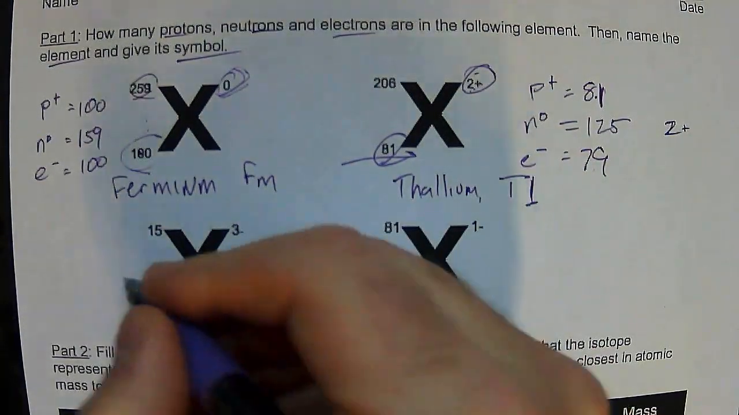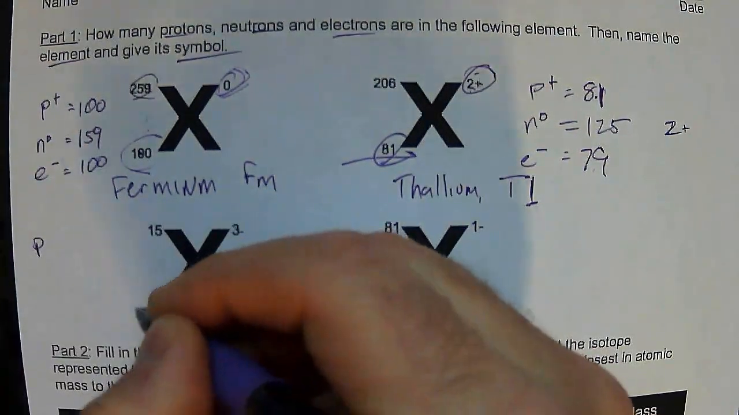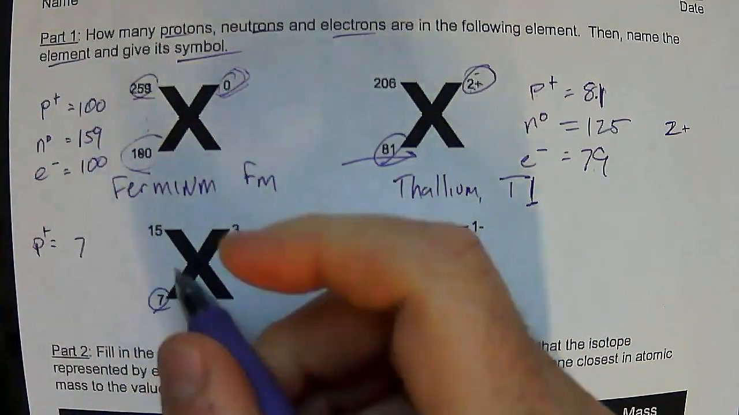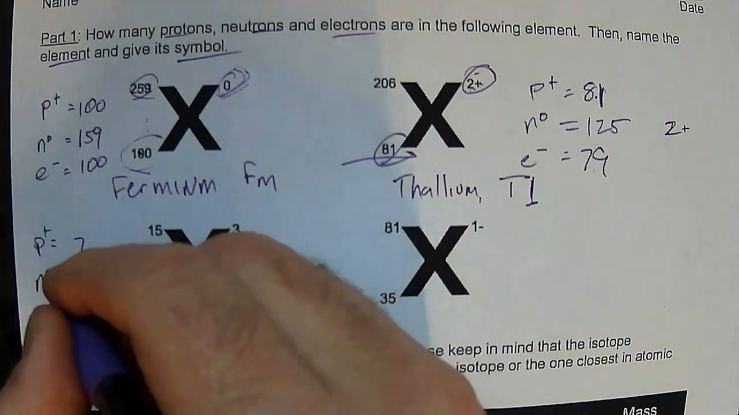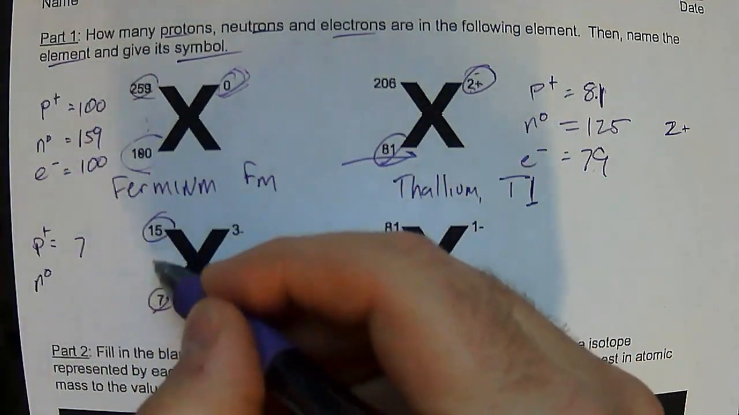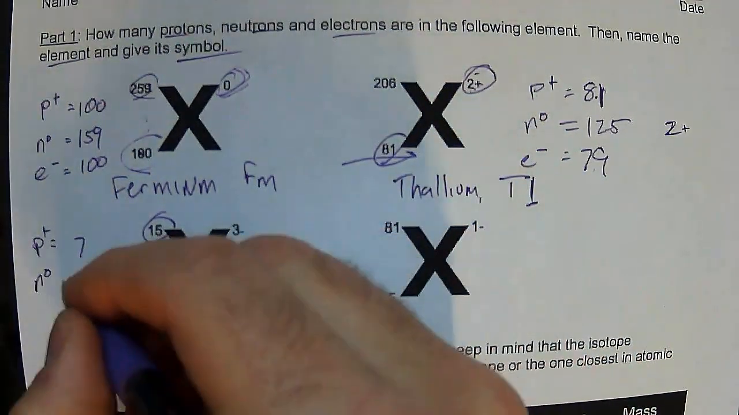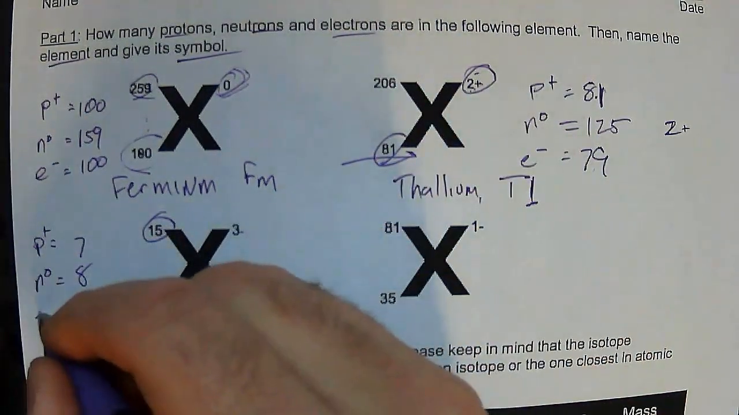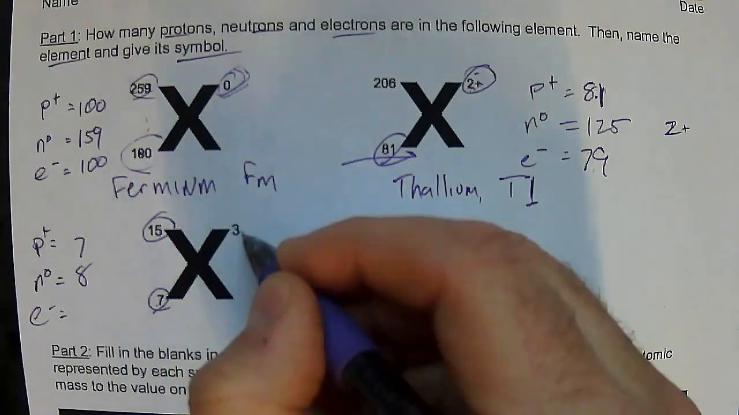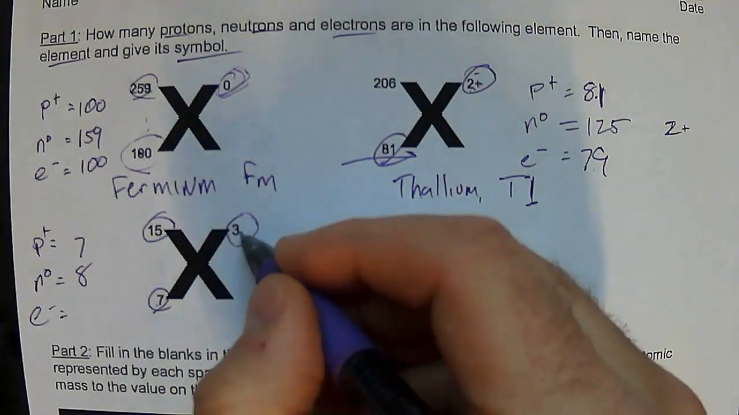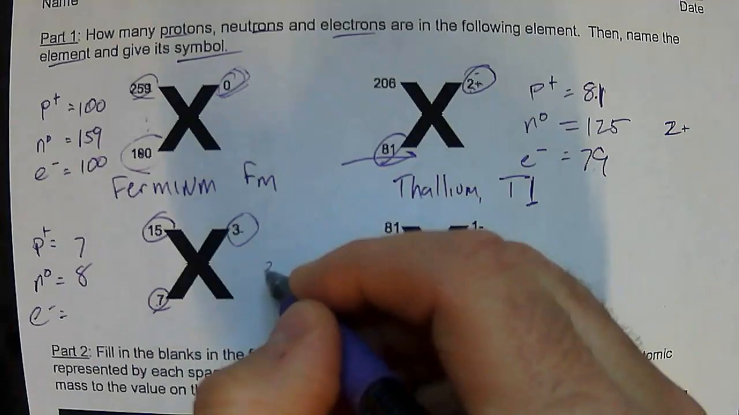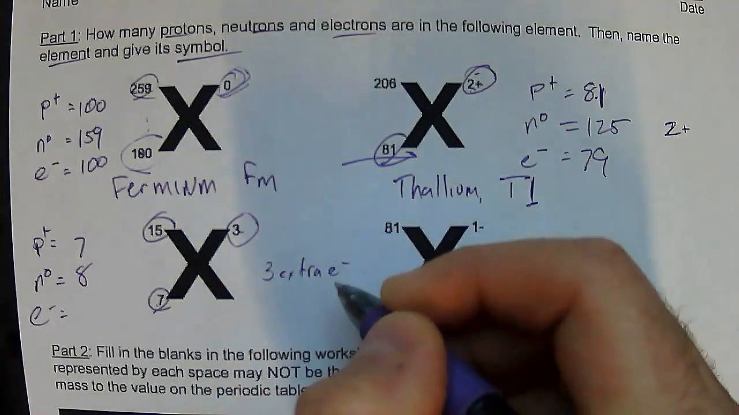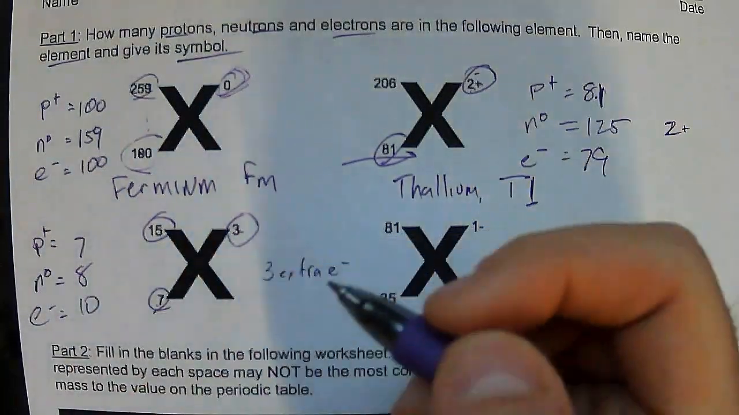So let's see here. Protons for this one is 7. Pretty straightforward. Now, number of neutrons comes from this number, but we have to do a little math. So we have to do 15 minus 7. 15 minus 7 is 8. And then for the number of electrons, again, we are comparing. So 3 minus means there's 3 extra electrons floating around. So that's going to be 10 electrons.